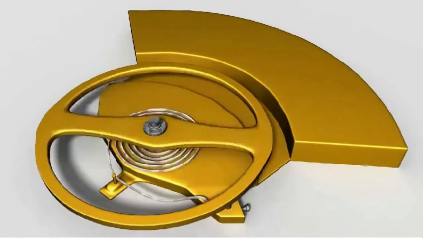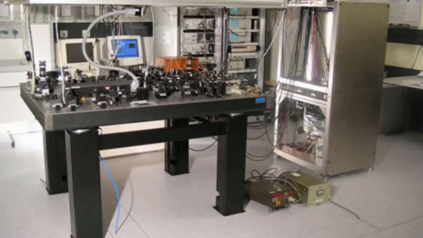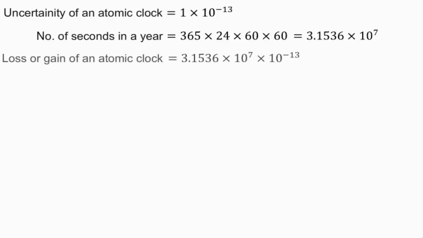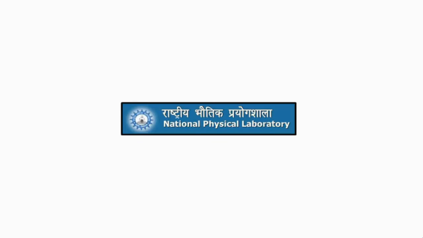The cesium atomic clock has an accuracy of 1 second in 1 million years, or an uncertainty of ±1 × 10⁻¹³. The number of seconds in a year is 3.1536 × 10⁷. Hence, the atomic clocks lose or gain no more than 3 microseconds in 1 year. That is why a cesium atomic clock is used at the National Physical Laboratory, NPL, New Delhi, to maintain the Indian standard of time.